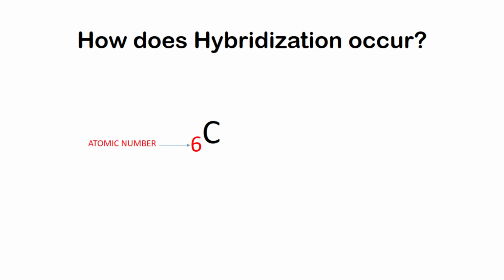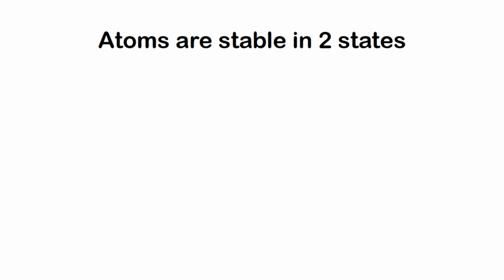The atomic number of carbon is 6. Using the shell configuration, you get 2, 4: 2 electrons in the K shell and 4 in the L shell. But using the SPDF configuration, you get 1s2, 2s2, 2p2. We all know most atoms are naturally unstable. They always want to bond to achieve stability.